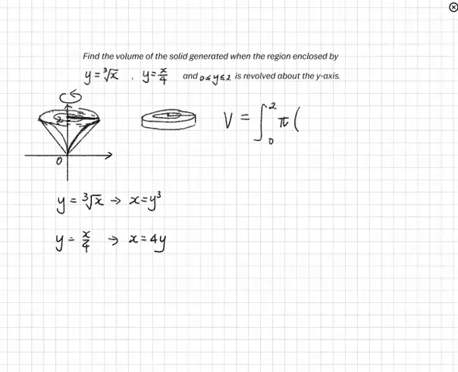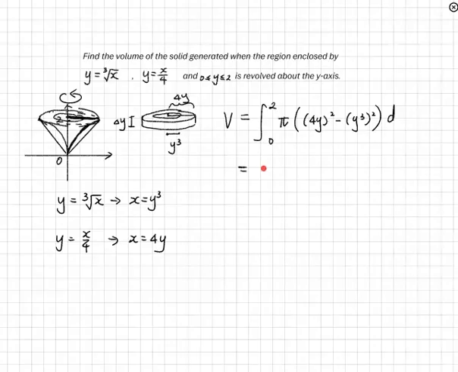Now, if you pay attention, the straight line is on the right-hand side, so that is the outer circle. Therefore, the radius for the outer circle is 4y, and the radius for the inner circle is y cubed. So we have 4y squared minus y cubed squared, and the depth is represented by the change in value of y, so it's delta y, and we write it dy.